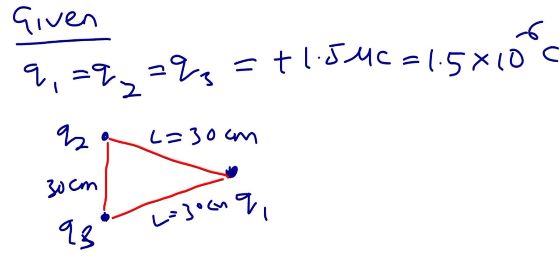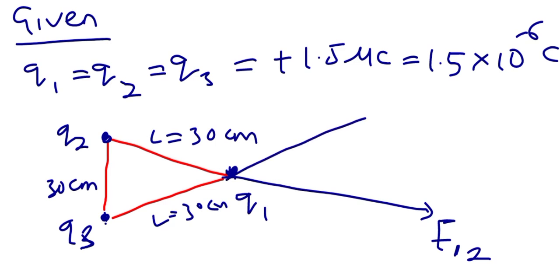So the question here says we should find the force acting on Q1 due to Q2. So the force due to Q2 on Q1 will go like this: F1, the force on Q1 due to Q2. And the other one, Q3 on Q1, will go this way. That will be the force on Q1 due to Q3.